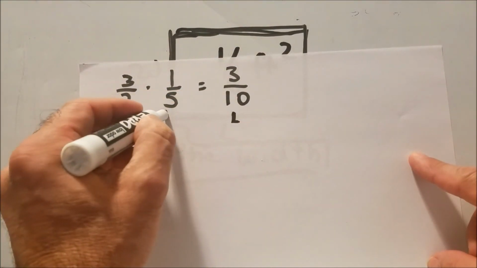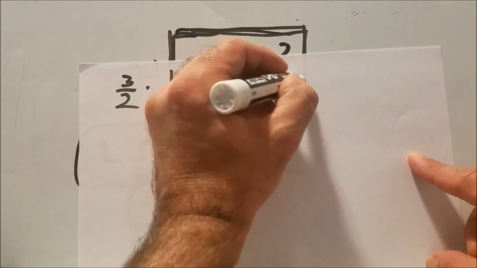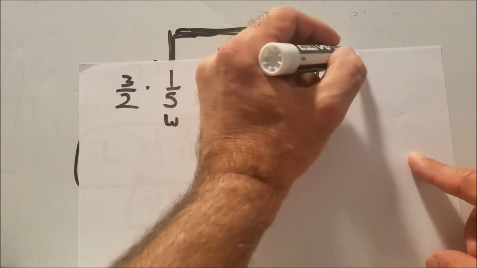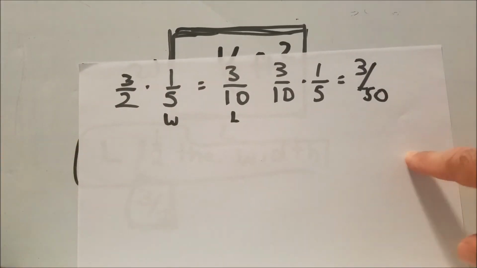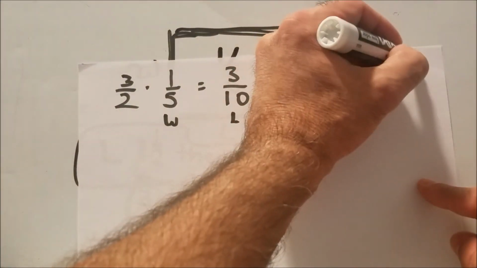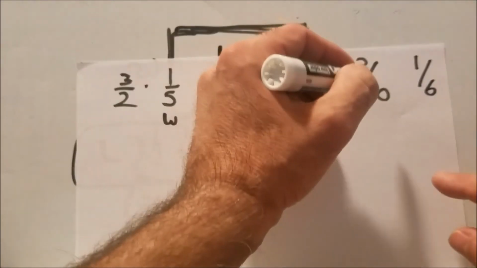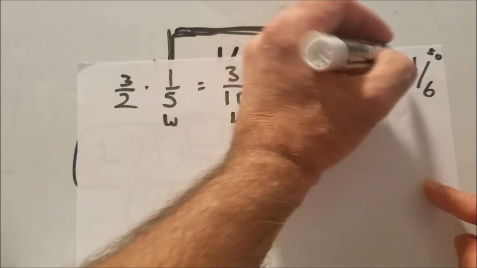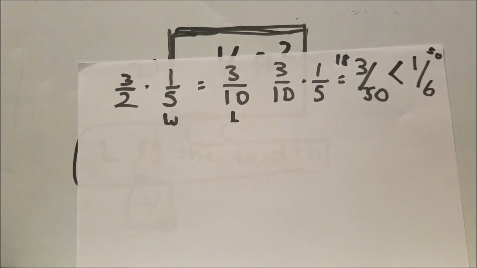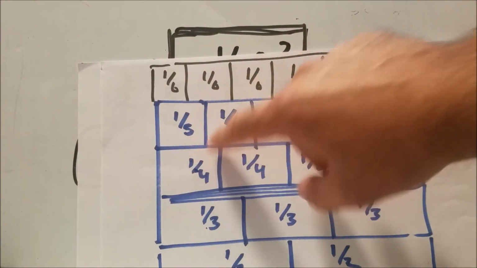That's the length now. That's the width. So we take the length of 3/10 and times it by the width. And we get 3/50. Is 3/50 1/6? Well, 50 times 1 is 50, right? And 6 times 3 is 18, so 1/6 is much greater. So we know 1/5 is too small, so let's look at 1/4 now. 1/4 is greater. Let's see what happens if we use 1/4.